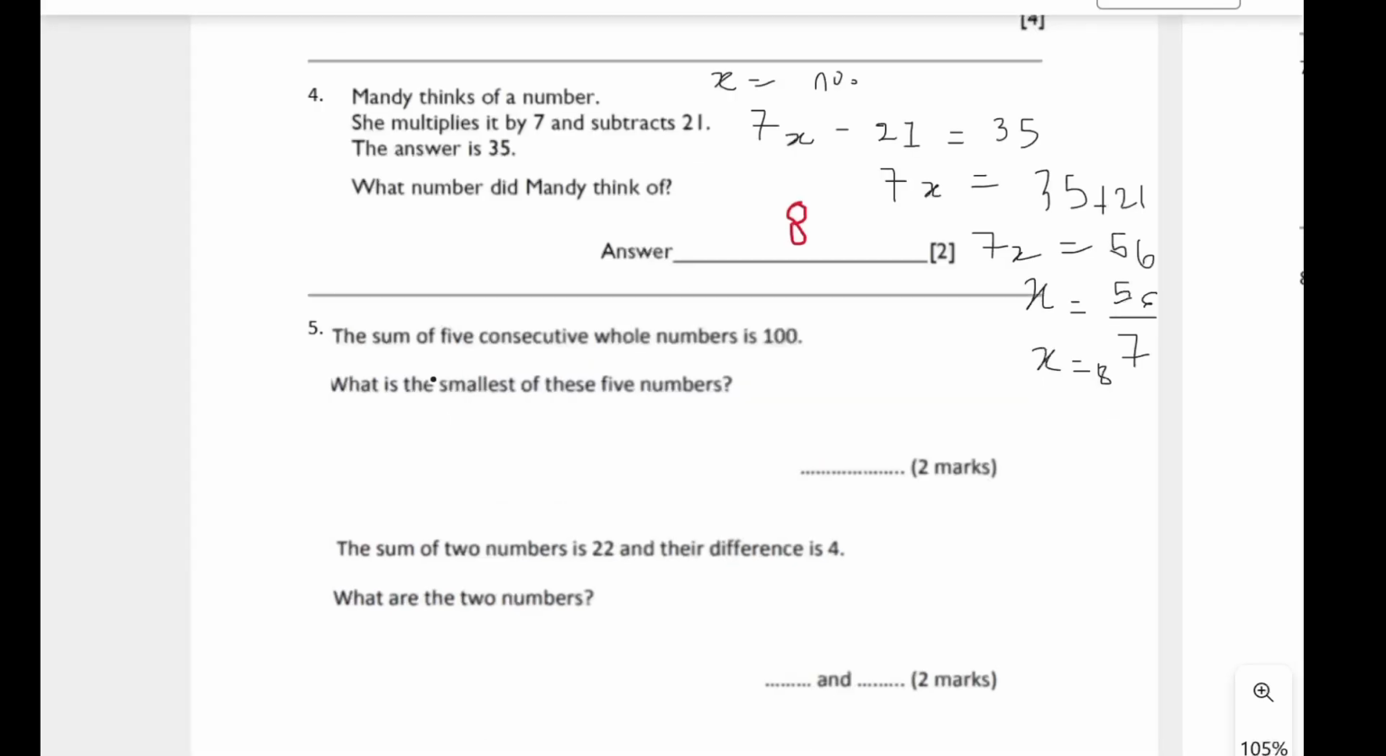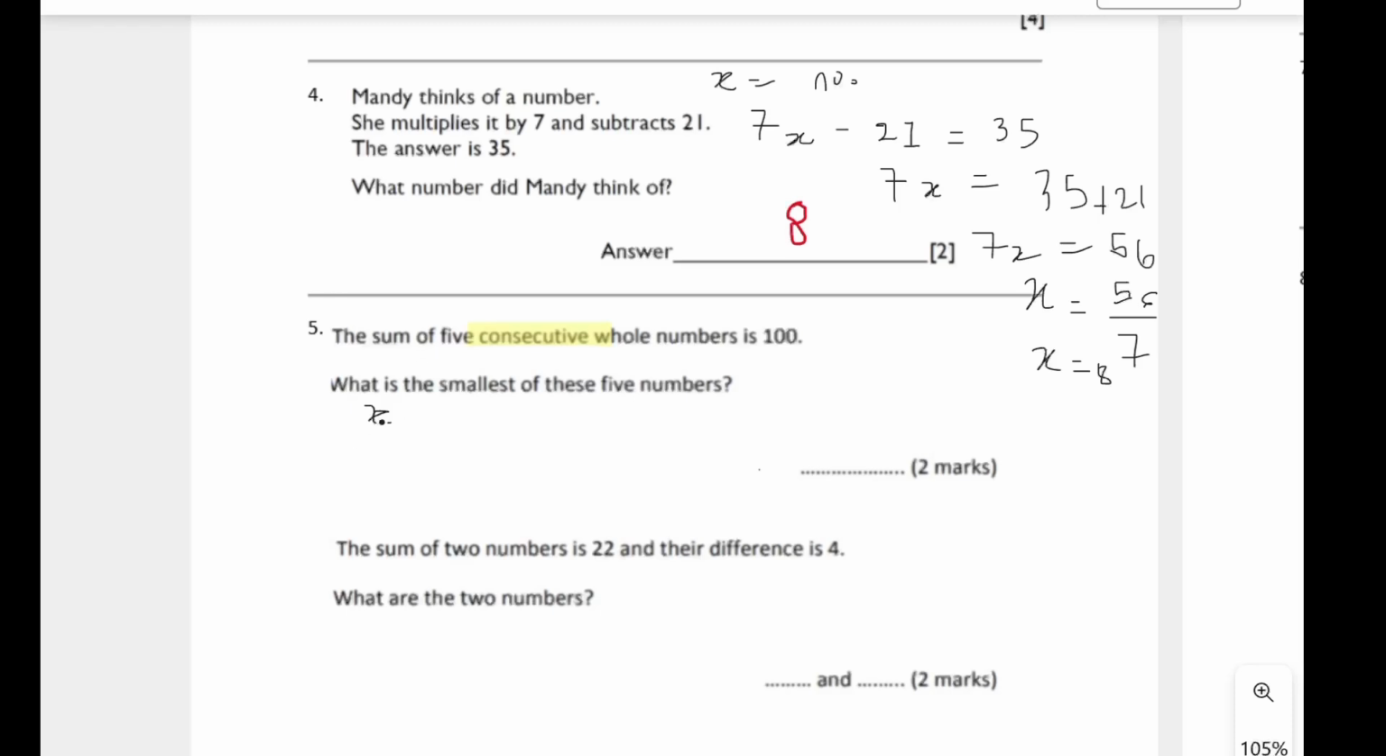Question 5. Sum of 5 consecutive whole numbers is 100. So how do we denote consecutive numbers with algebra? If we start off with x, the consecutive number, so what does consecutive mean? It means right after each other, right? So 1, 2, 3, 4, 5, they're all consecutive. Therefore, each time we are adding 1. 1 plus 1 gives you 2, 2 plus 1 gives you 3.